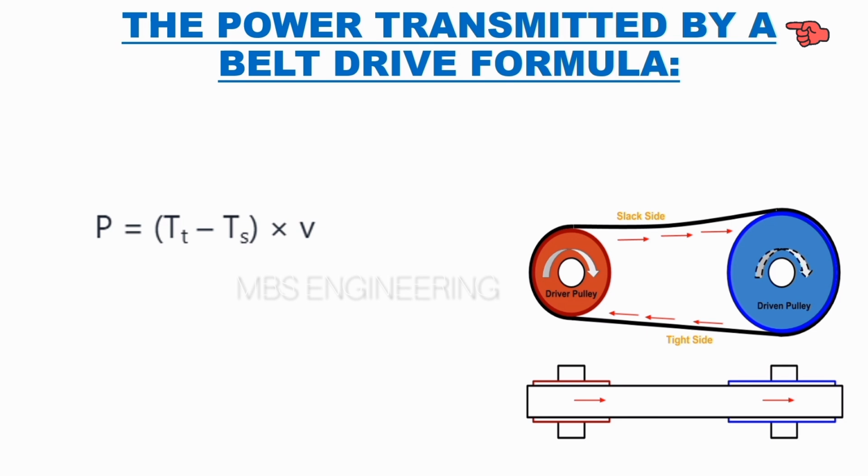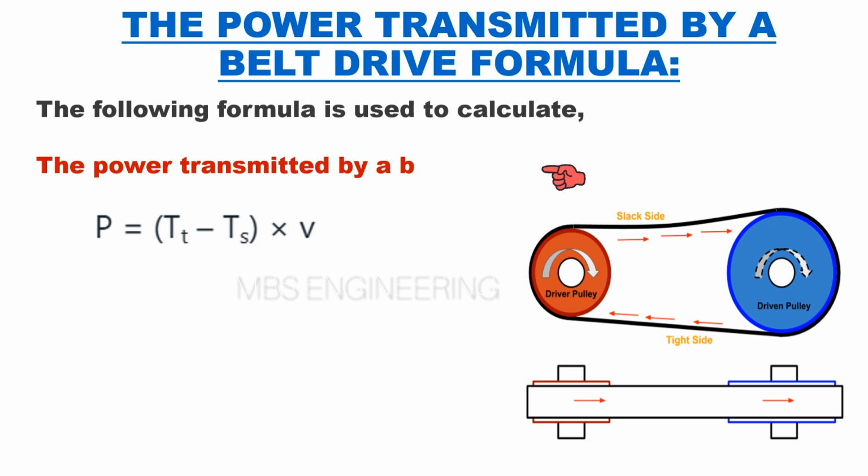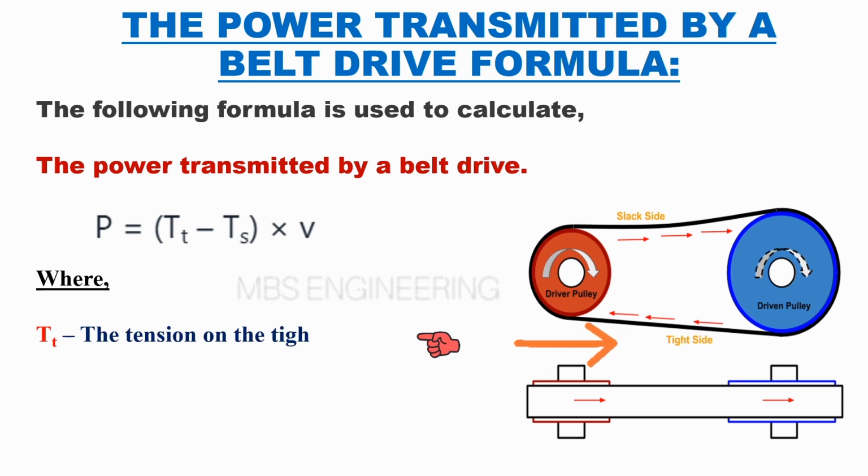Next, we will learn and understand the calculation formula for the power transmitted by a belt drive. The following formula is used to calculate the power transmitted by a belt drive. P is equal to Tt minus Ts, and the obtained value is multiplied by V, where Tt is the tension on the tight side in Newton.